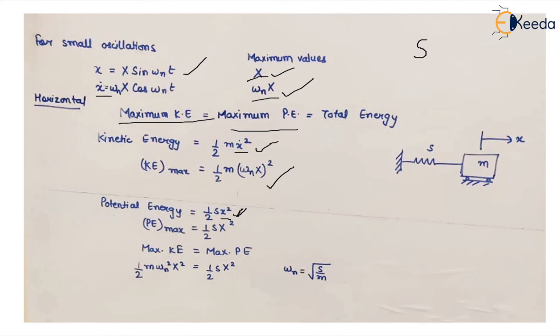So we say maximum kinetic energy is equal to maximum potential energy. When we place the values from kinetic energy and potential energy in this equation, the equation we get for the natural frequency is ωn = √(s/m). Similarly, we can calculate the values for the vertical system. The only difference is that in vertical systems, while calculating the potential energy, the gravitational potential energy will also be considered, but the equation for natural frequency remains the same.